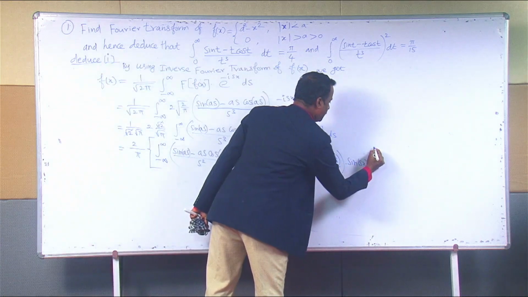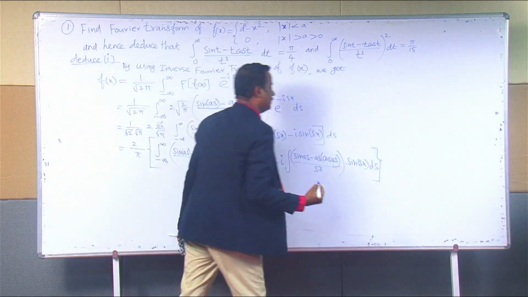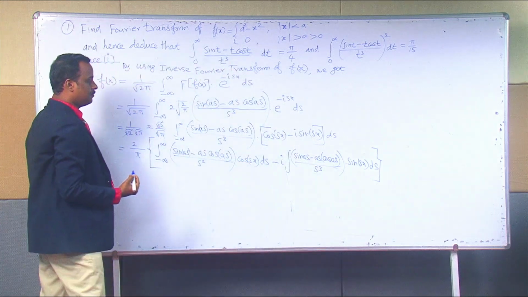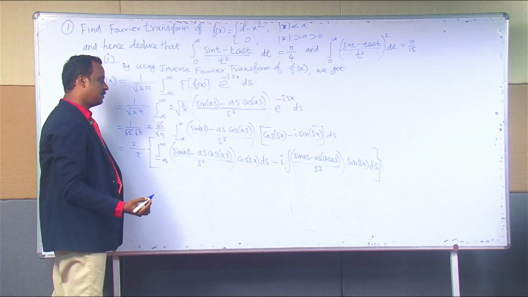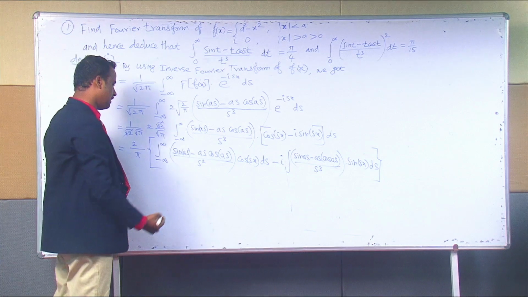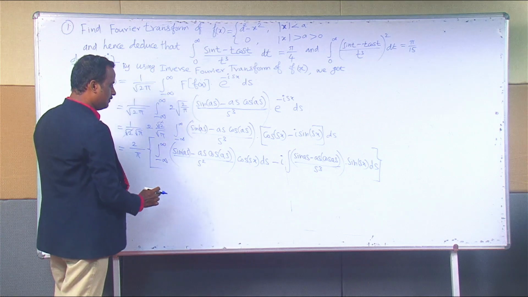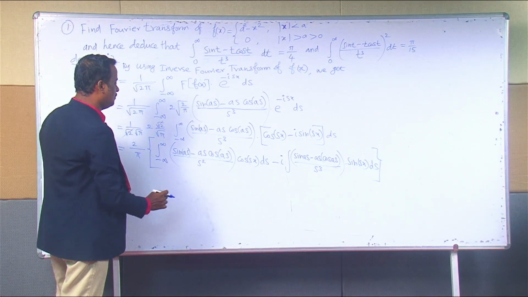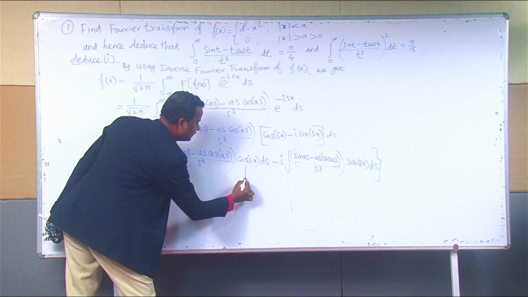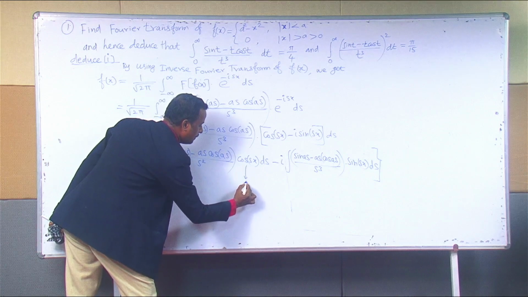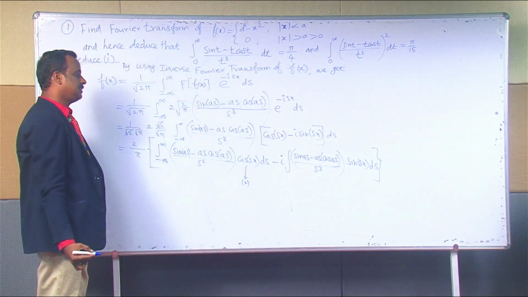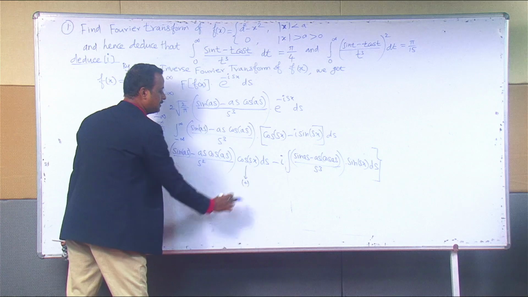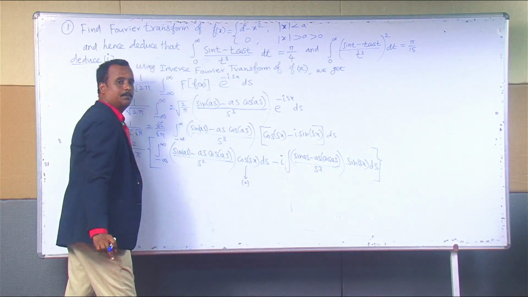Why are we splitting like this? Without doing the integration, we can find the value by using the even and odd concepts of definite integrals. Here we know already: cos sx is an even function, cos theta is an even function, so we can write the symbol plus.